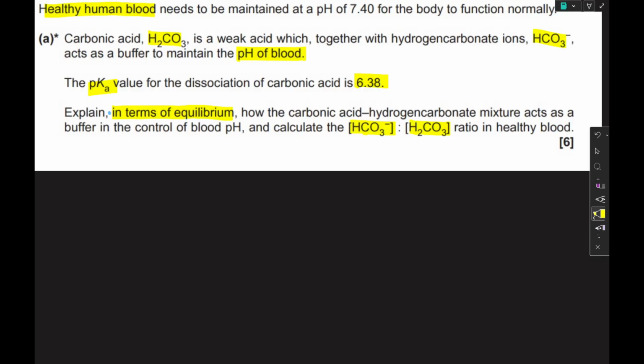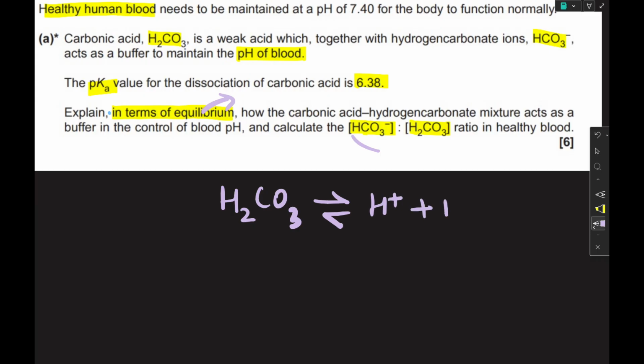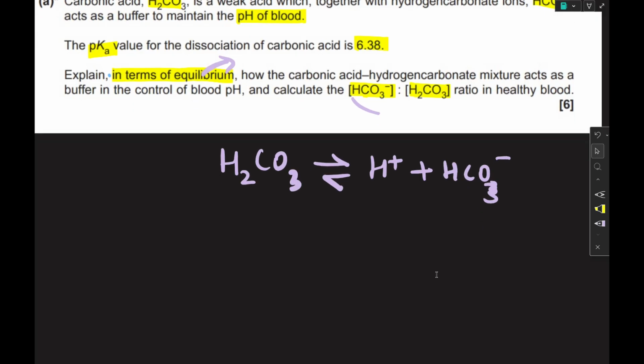Okay, so there are two parts to this question. One is to explain equilibrium, and the second one is to give the ratio. So two parts for 6 marks, so 3 marks each. So the first step is to write the equation. H2CO3 is a weak acid, so it will be in equilibrium. Always remember, all weak acids are in equilibrium. And this dissociates partially into these two ions.